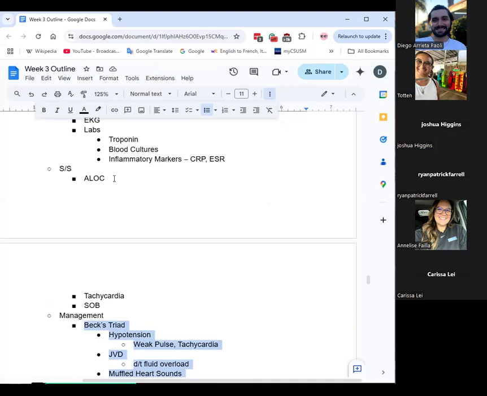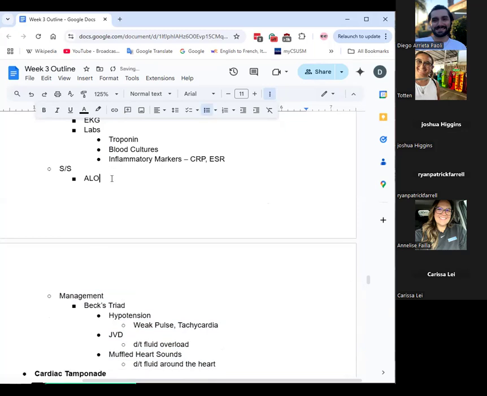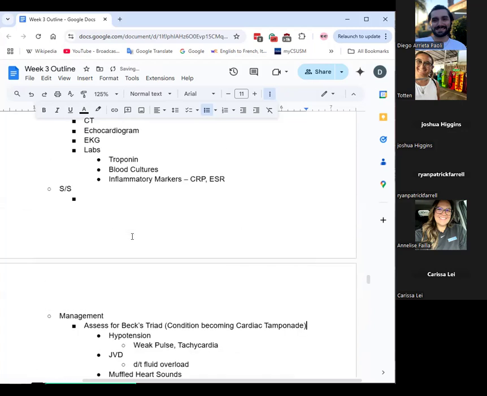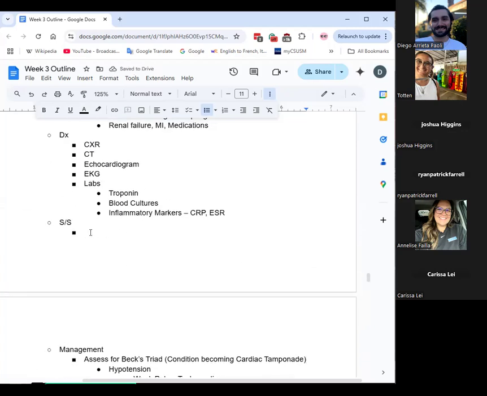Actually, let me back up. So we assess for Beck's triad, which is becoming cardiac tamponade. And then let's go back to here.